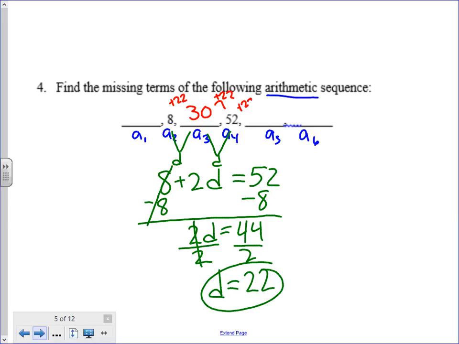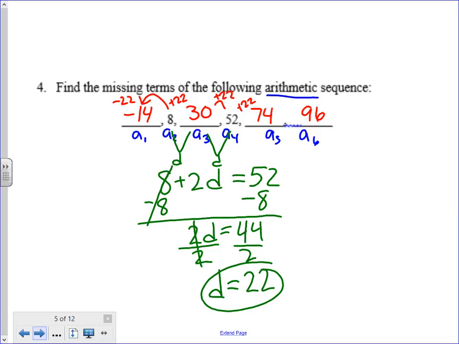52 plus 22 is 74. And plus 22 again gets me 96. Now to go backwards from 8, I have to subtract 22, so that gets me to negative 14. So my sequence is negative 14, 8, 30, 52, 74, and 96.